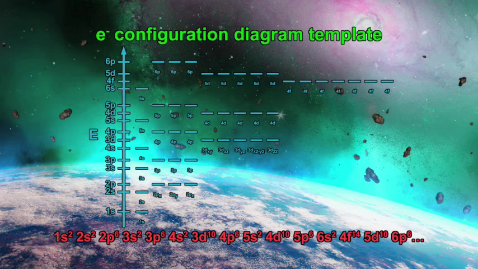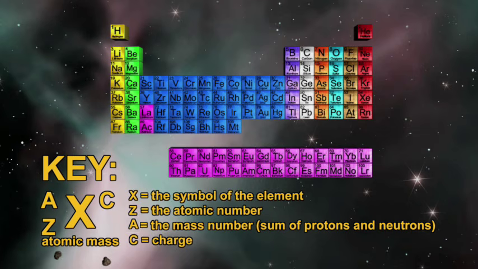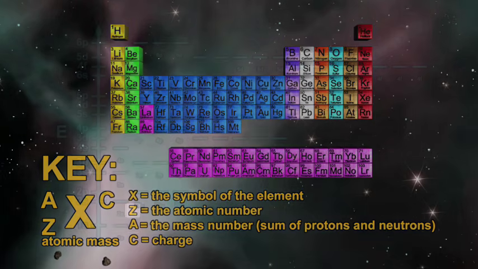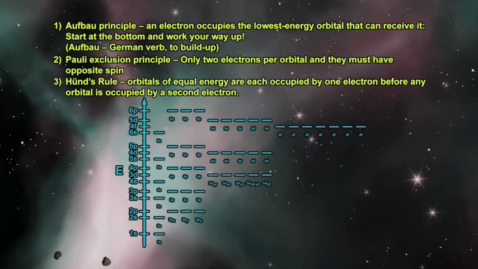As you can tell, the keys to writing electron configurations are to quickly ascertain the number of electrons for an atom or ion from the periodic table, and to be able to quickly reproduce the template for the electron configuration diagram. Remember, you can use the periodic table to help you reproduce it. Then simply follow the 3 basic rules for electron configurations, and you should have no problems determining electron configurations.